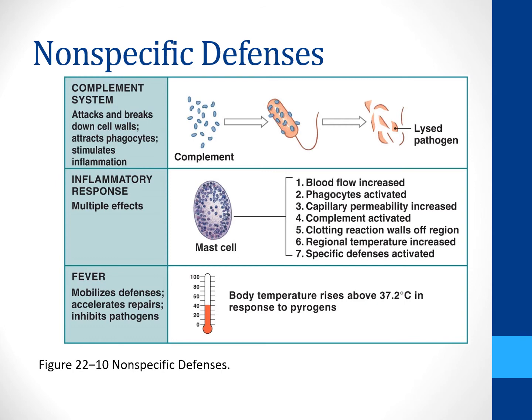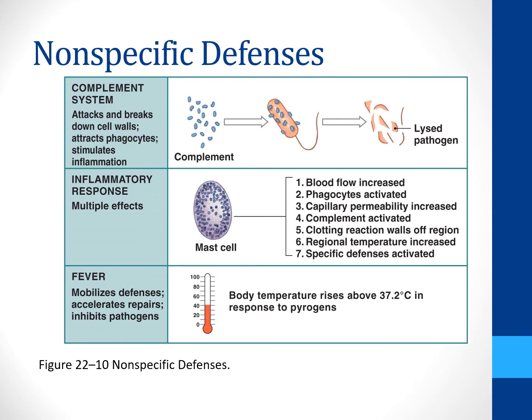The mast cell is going to release histamine and heparin. It's going to increase blood flow, activate phagocytes, increase capillary permeability, and activate the complement system. The blood clotting system is going to come in and wall off the region so that infections can't spread. Temperature is going to increase, and specific defenses can also be activated through the mast cell, and we'll see how that happens a little bit later on.